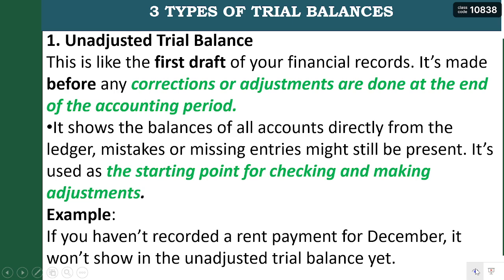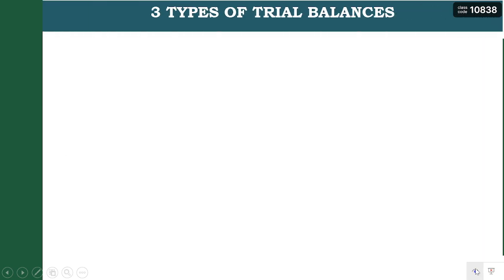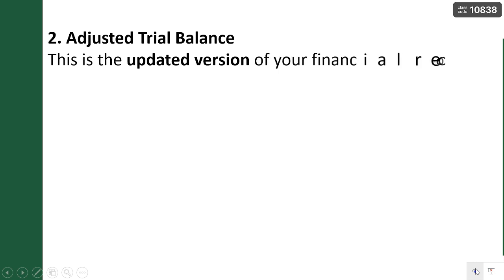This kind of trial balance shows the balances of all accounts directly from the ledger. Mistakes or missing entries might still be present at this stage, and it's used as the starting point for checking and making adjustments. For example, if you haven't recorded the rent payment for December, of course, it won't show in the unadjusted trial balance yet.